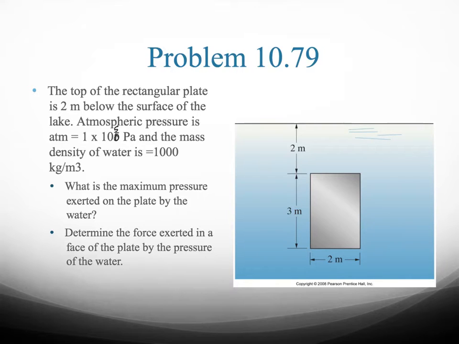The first thing we ask is what's the maximum pressure exerted on the plate by the water? We know P max is going to be at the very bottom. So P max is equal to the atmospheric pressure plus gamma z, where z is 5 meters. So this is 1 times 10 to the 5th plus rho, which is 1,000, times 9.81 times the 5 meters. This ends up being 1.49 times 10 to the 5th pascals. That's the pressure at the very bottom of the plate, which is the maximum pressure.